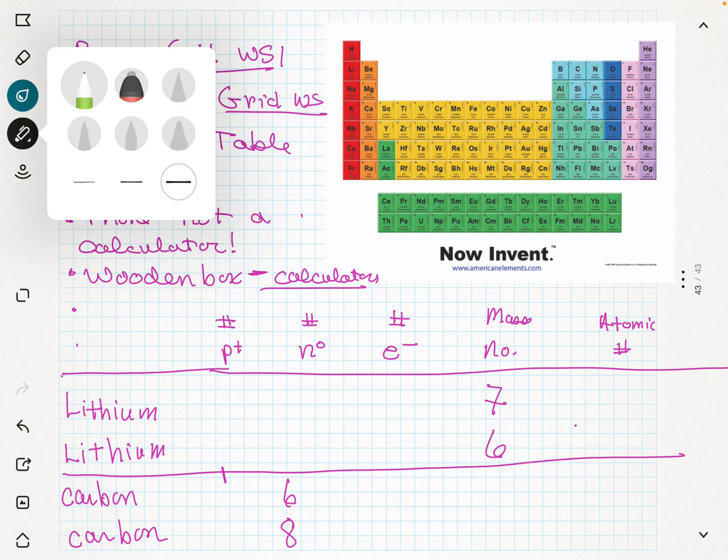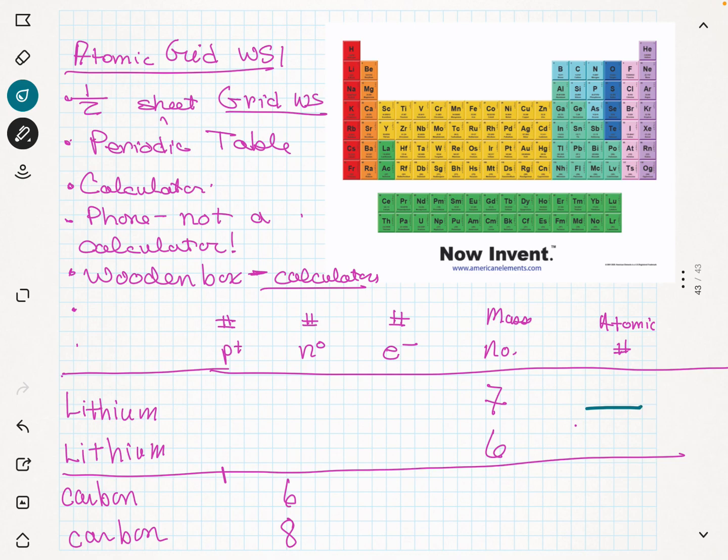Okay, look up lithium on the periodic table. To find the atomic number, you will look up the red number on the giant periodic table up in the front of the room. Lithium is right here where you can see I'm circling. And you'll see that the atomic number for lithium is 3. The atomic number is defined as the number of protons. Atomic number equals the number of protons. So this will also be 3 and 3.